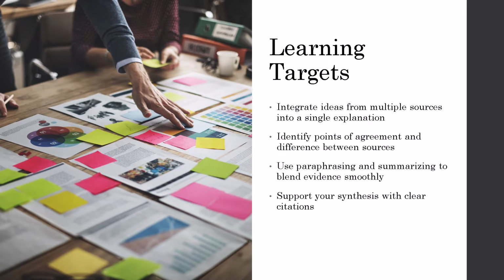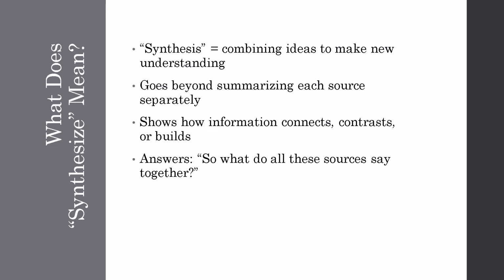By the end of this lesson, you're going to be able to take 2 or more sources on a topic and find where they're overlapping or disagreeing and express those relationships clearly. You're going to learn how to blend paraphrased evidence smoothly into your own writing so that your voice leads the conversation, not the source's voice, but yours. And your goal is not to repeat what each author is saying, but to show how the ideas connect and what they mean together.